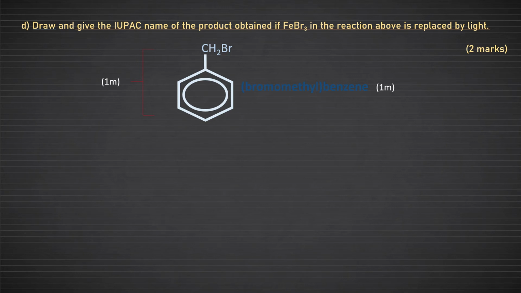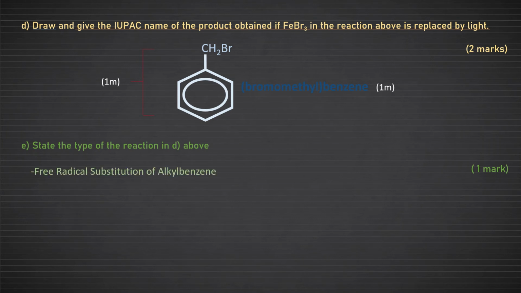Next, question E. State the type of the reaction above. There are two types of halogenation of alkyl benzene. First, free radical substitution of alkyl benzene, and second, electrophilic substitution of alkyl benzene. Since toluene reacts with bromine and light, the type of reaction in D is free radical substitution of alkyl benzene. The mark will be given when the type of reaction is written completely.